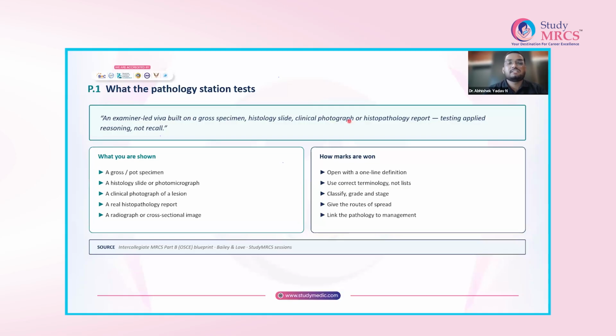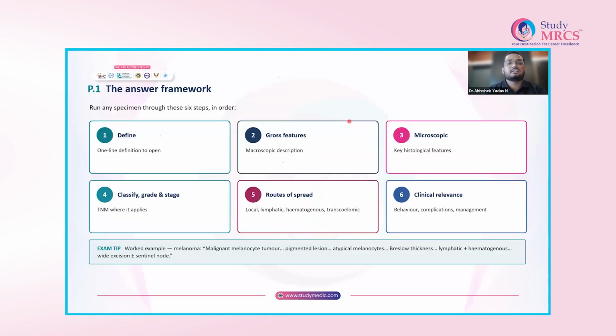So with this background, this is what I call an answer framework. Start with the one-line definition, followed by the gross features with the microscopic descriptions, then the microscopic and histological features, then classification, grading and staging. For staging, we always follow the TNM staging. That's a very important staging for a neoplasm, so you should be thorough with that.